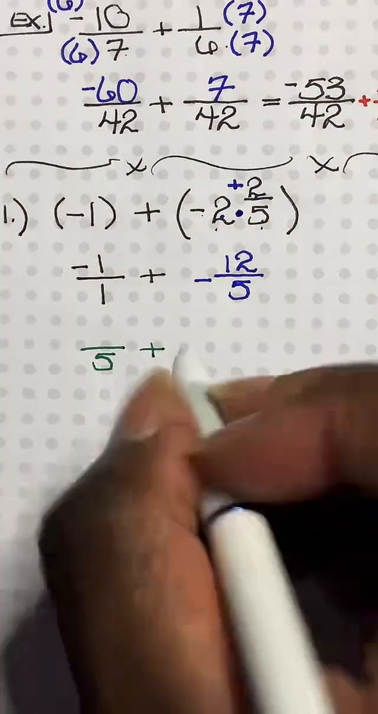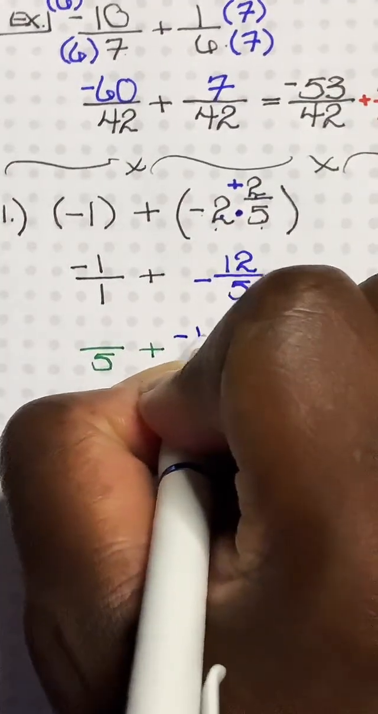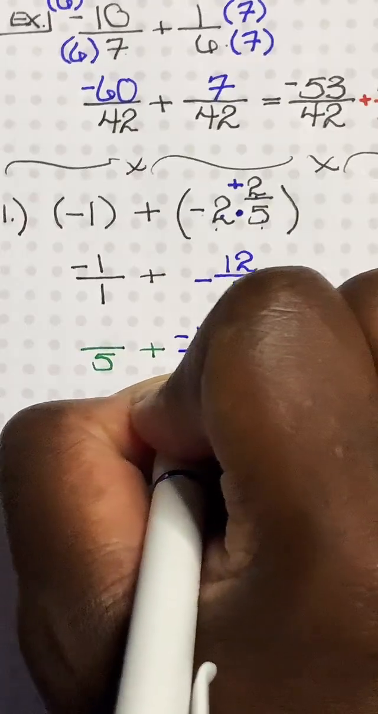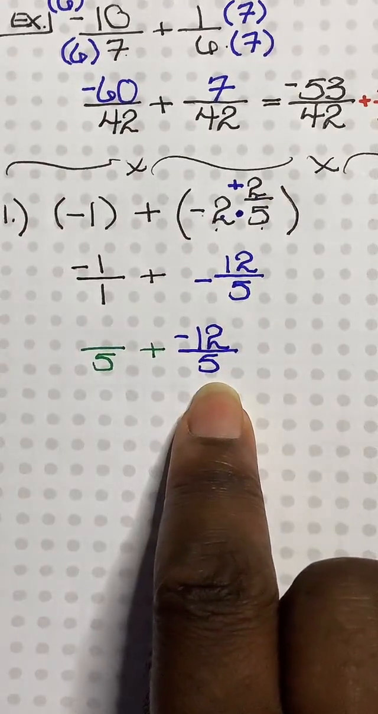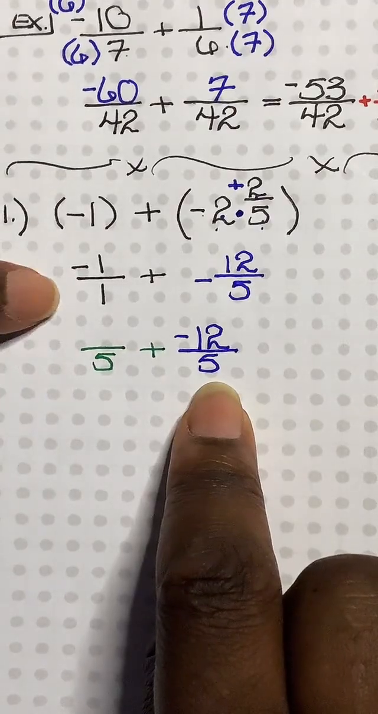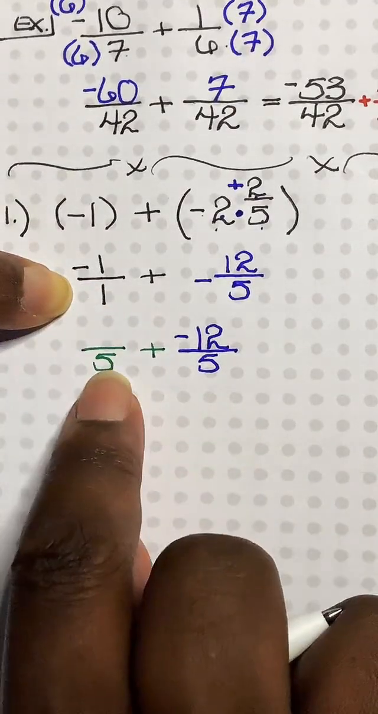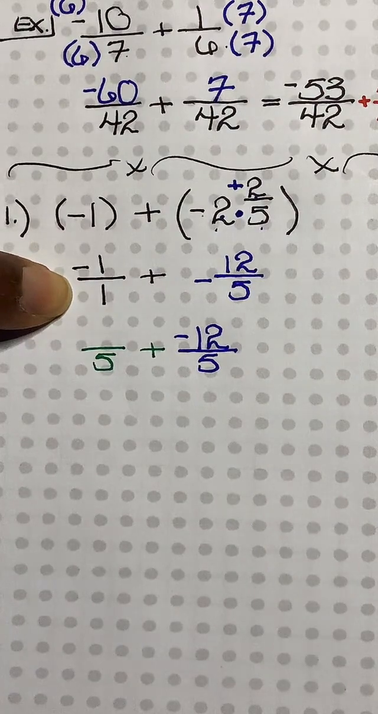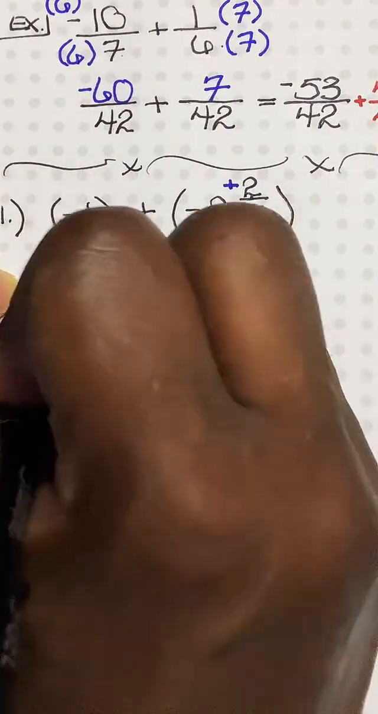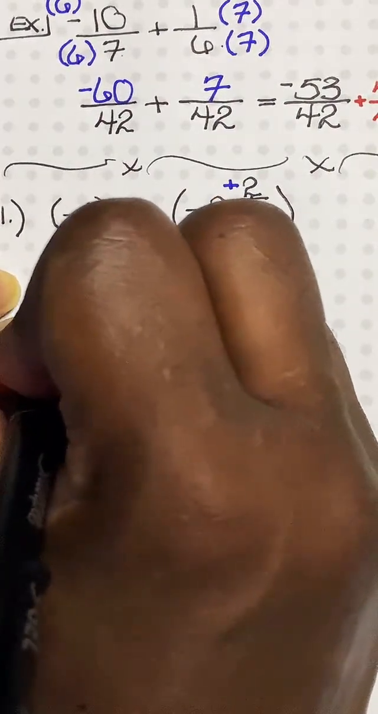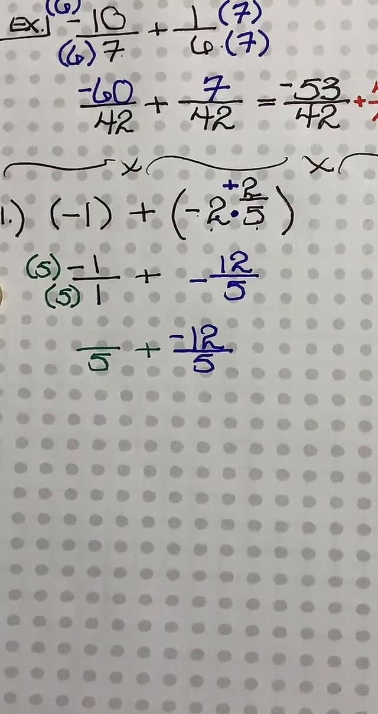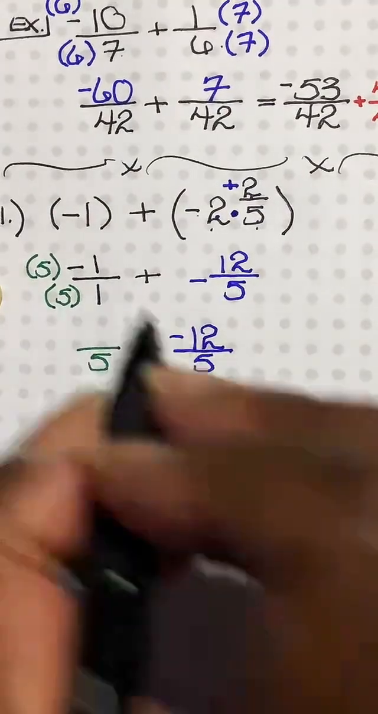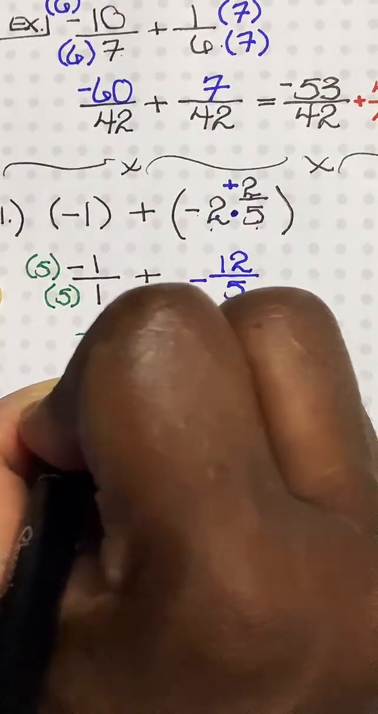So since this blue one, my negative 12/5, already has a denominator of 5, I don't need to touch that. But I need to change this 1 to a 5. And how I do that, I multiply it by 5. Whatever I do in the denominator, I do in the numerator. So now my numerator is going to be a negative 5.